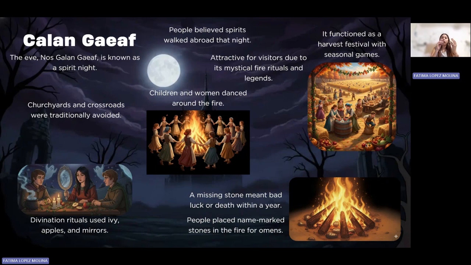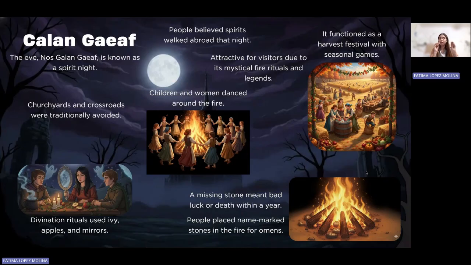And there were also omen rituals, because people put stones with their names in the fire. And in this photo, we can see the stones with the names on them. And they checked the stones the next day. If a stone was missing, it meant that this person would have bad luck and death within a year. And it was also a harvest festival.